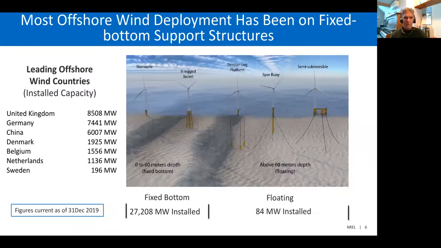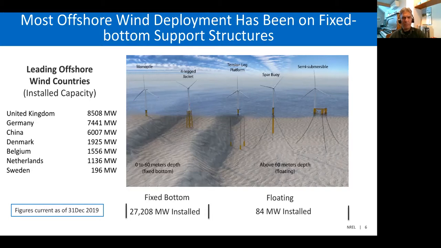So this is kind of where we stand today. If you look at the technologies, anything below 60 meters in depth is really fixed bottom, and that's where the vast majority of foundations have been. I've given you some numbers. These are from last year, but these are the countries that are leading it. Fixed bottom technology is prevalent. It's 99%, as I said. There's only been 84 megawatts of installed capacity for floating, that I kind of described earlier. I have more on that.